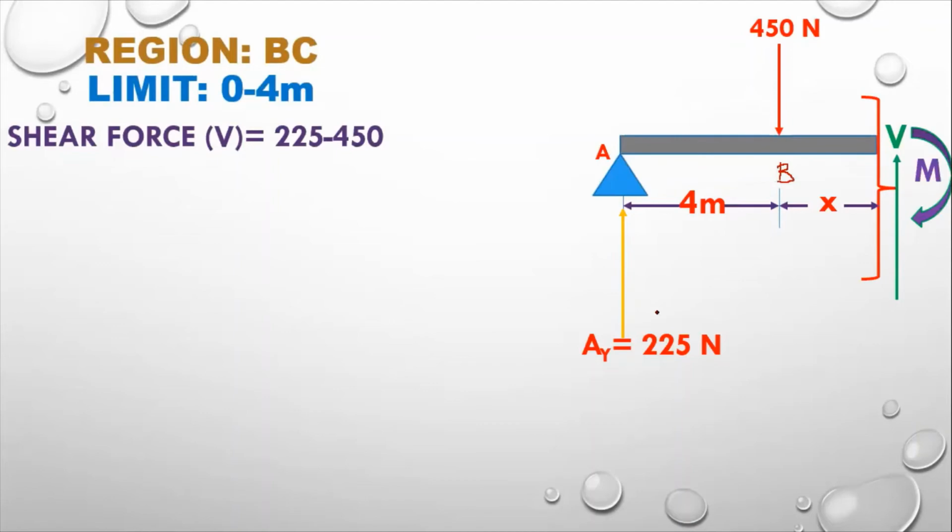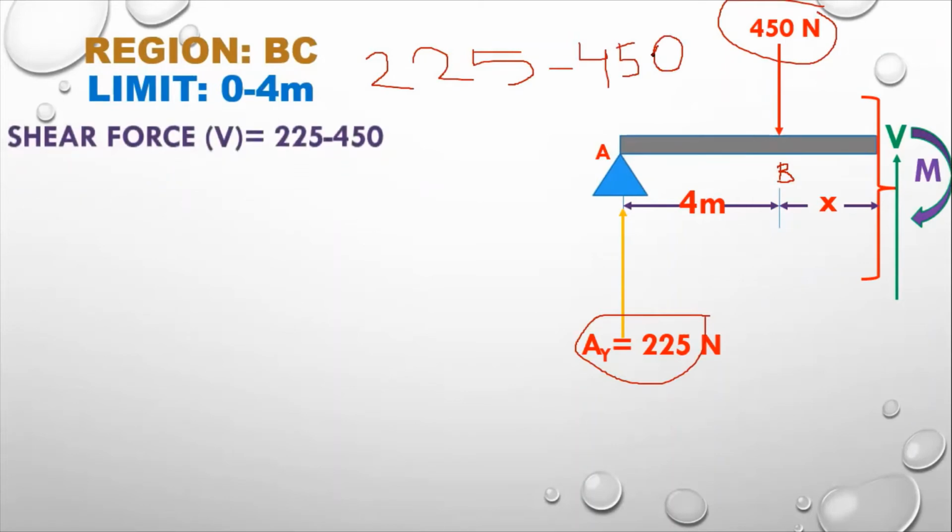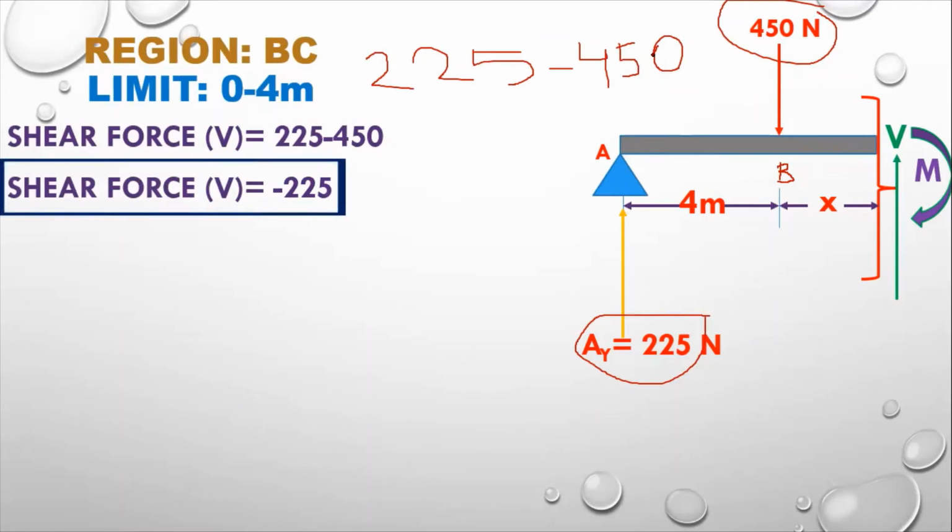So how many vertical forces are here? You can see there is AY 225 Newton and there is 450 Newton acting downward. So what will happen? 225 upward and minus 450. So the answer comes out to be minus 225. So shear force is equal to 225 minus 450. So shear force is coming out to be minus 225. Okay, done.